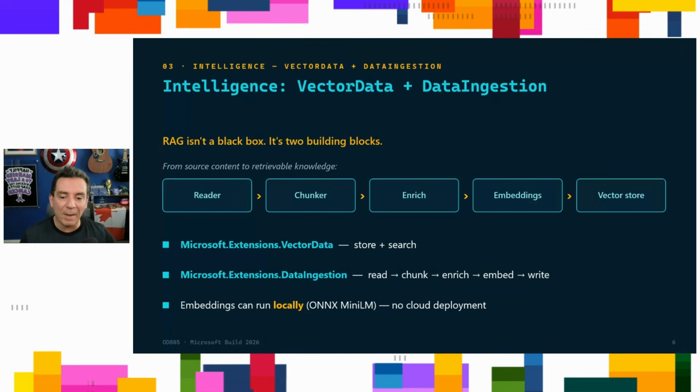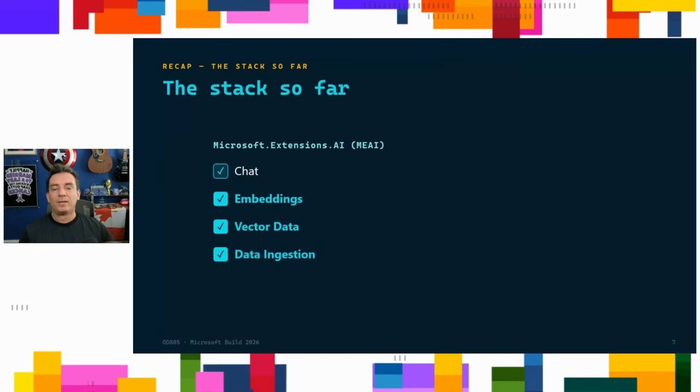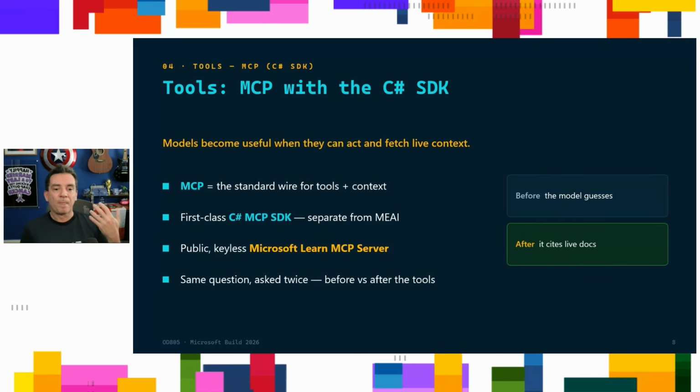So if we do a recap right now of where we are, we talk about chat, we talk about embeddings, we talk about vector data, we talk about data ingestion. And at this moment, this is probably when we start to evolve with this scenario. Let's get out of Microsoft Extensions AI. Let's talk about tools, because this is the moment that we probably need to talk about internal tools or MCP.